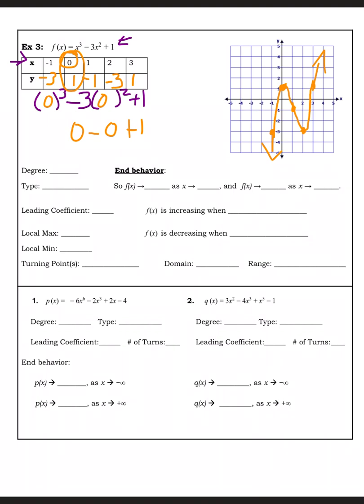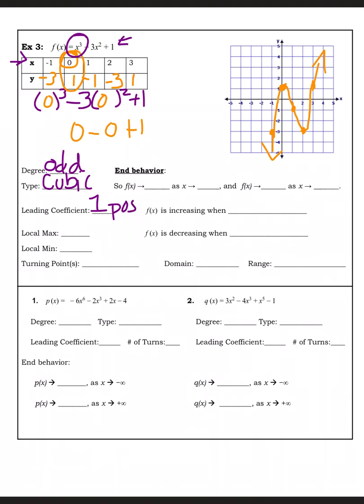So knowing that we have 2 turning points, which makes sense because our highest exponent is 3, and 3 minus 1 gives us the 2 turning points, we can start filling this in. This is an odd degree. Our type, it is cubic. It is to the 3rd power, which we could have seen from the equation. Our leading coefficient is 1. There's no number there, but more importantly, it's positive.